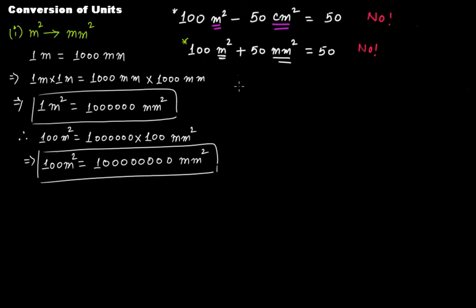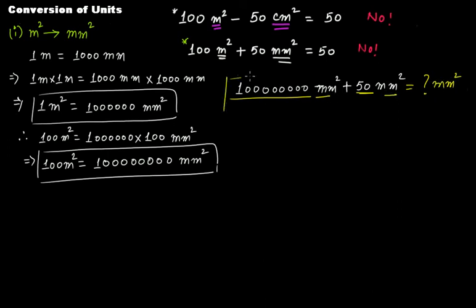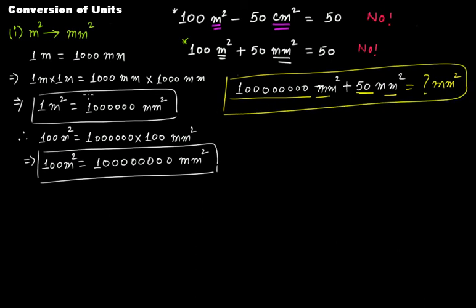Now if you want to add them, this gives you 100 meter square, which written in millimeter square is 1 followed by 8 zeros millimeter square, plus 50 millimeter square. When you add this one and this one, whatever value you get, you simply put the same units, that is millimeter square, and that will be your answer, right? So these are the steps for converting units.